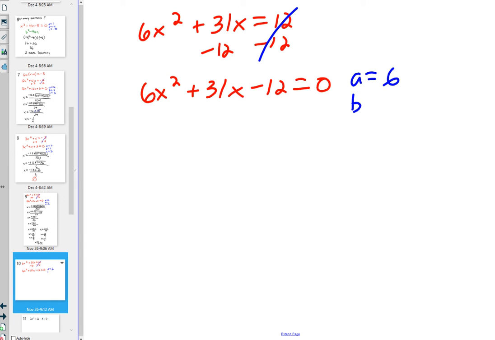A is equal to 6, B is equal to 31, C is equal to negative 12. Oh, the numbers are big.